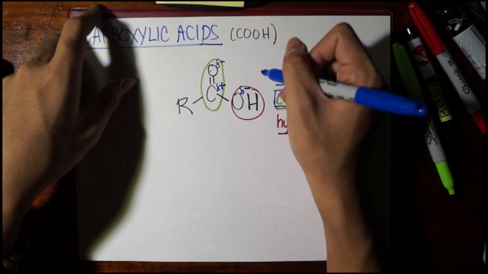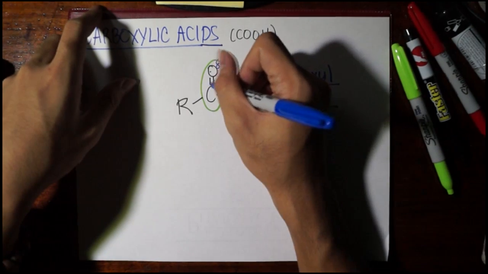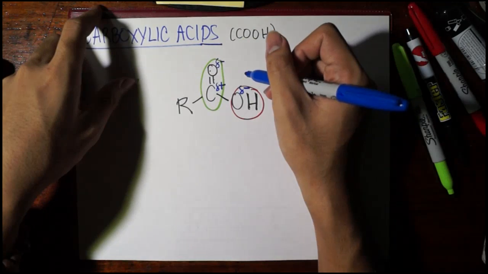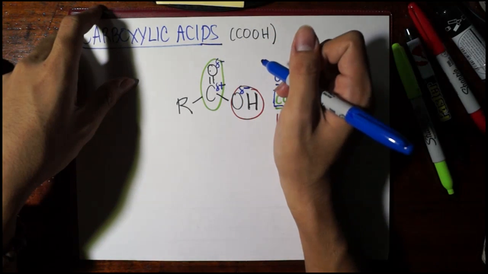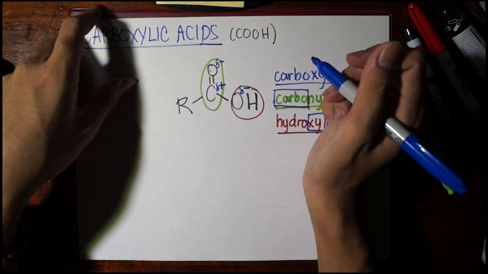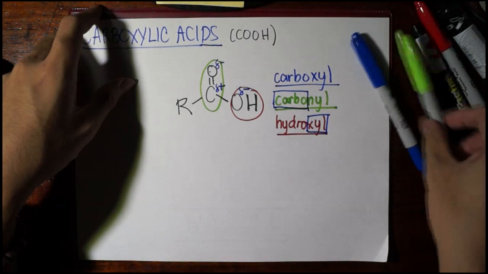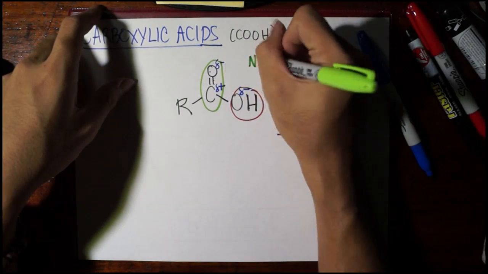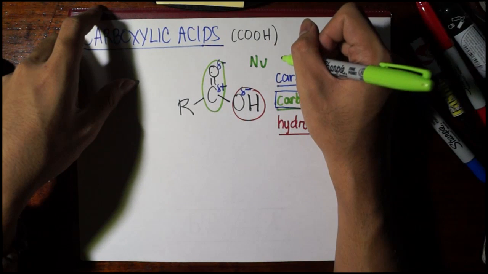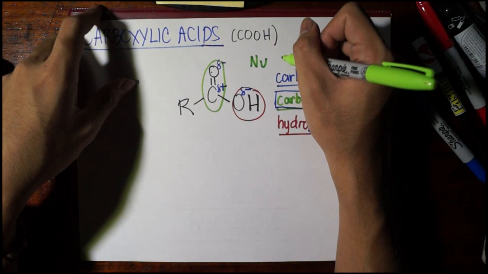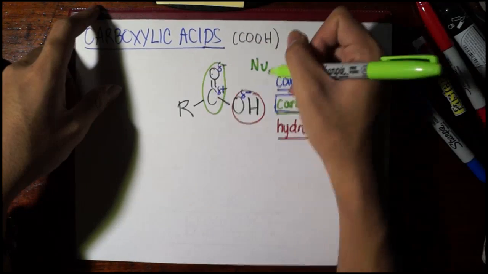So that makes this carbon the site of attack for what? Since this is partially positive, will it be attacked by an electrophile or a nucleophile? Well, I think that's an easy question. It will now be attacked by a nucleophile. Alright, so usually nucleophiles attack carboxylic acids.